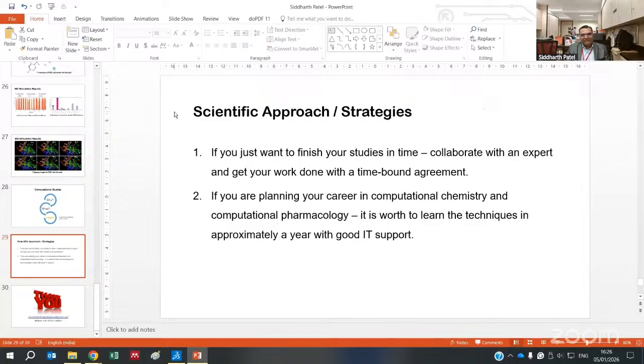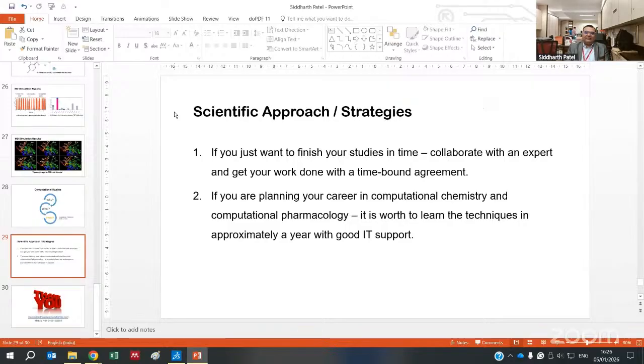If a person is a student, or maybe even a faculty, and is interested just in finishing the study, in that case I would recommend that the person collaborate with an expert and get the work done in a time-bound manner, right? Before you start the work or the collaboration, you can sit and decide how much time it will take to finish the work. Otherwise, the work goes on and it will never finish.